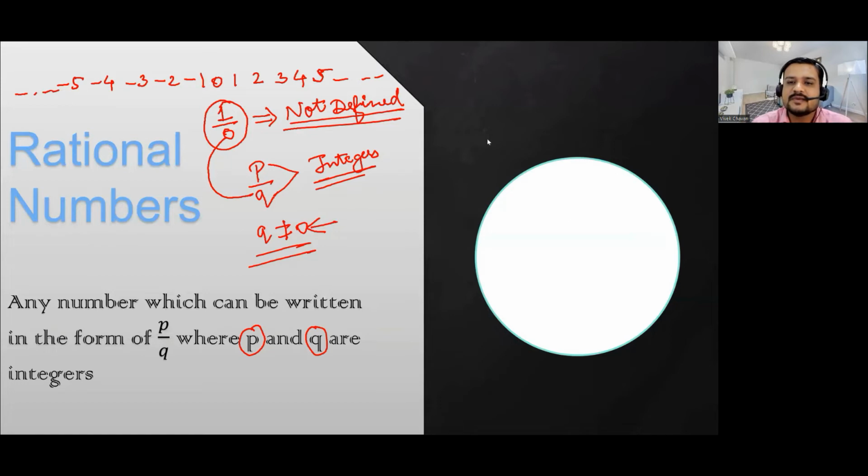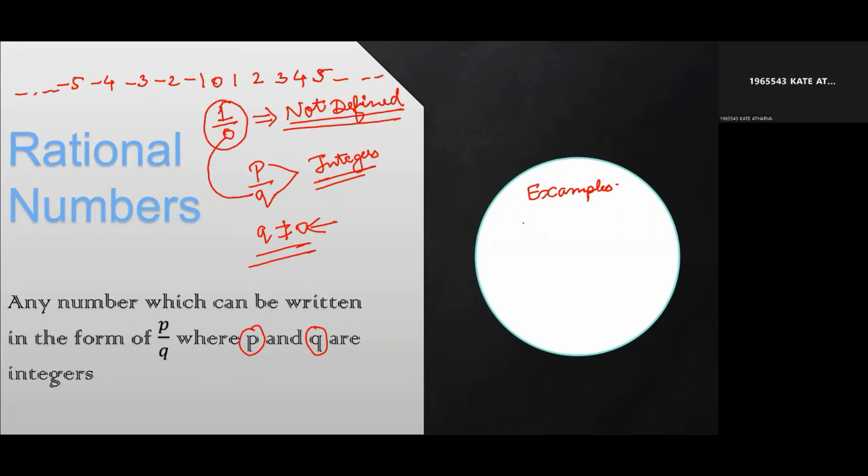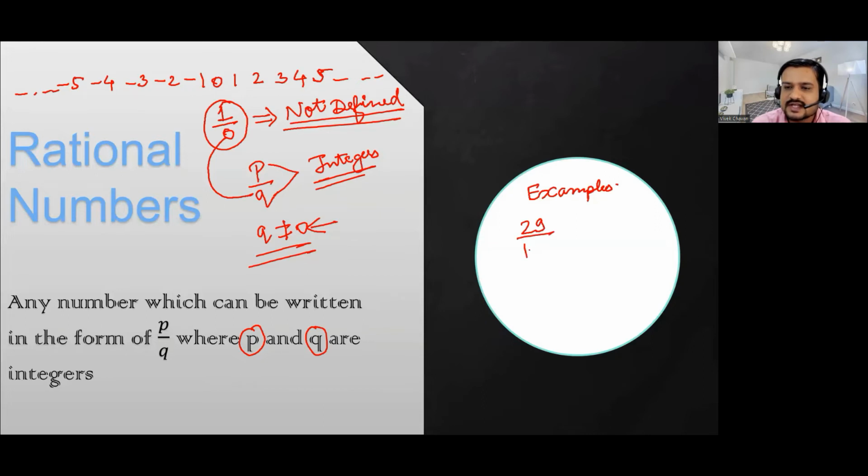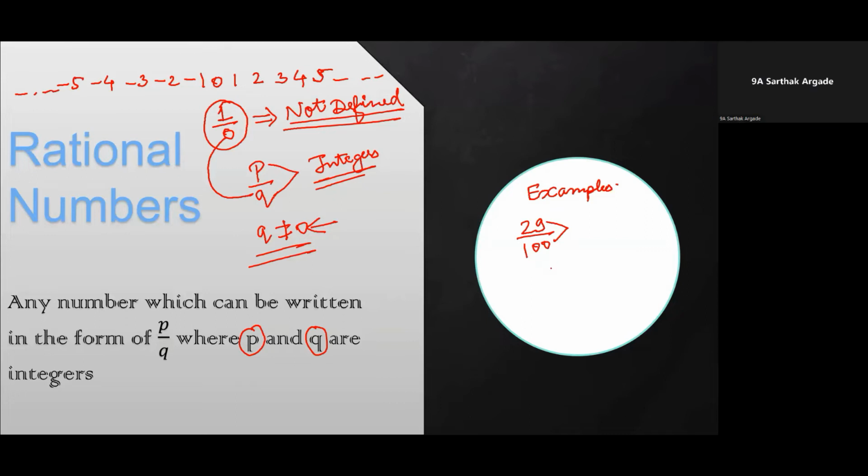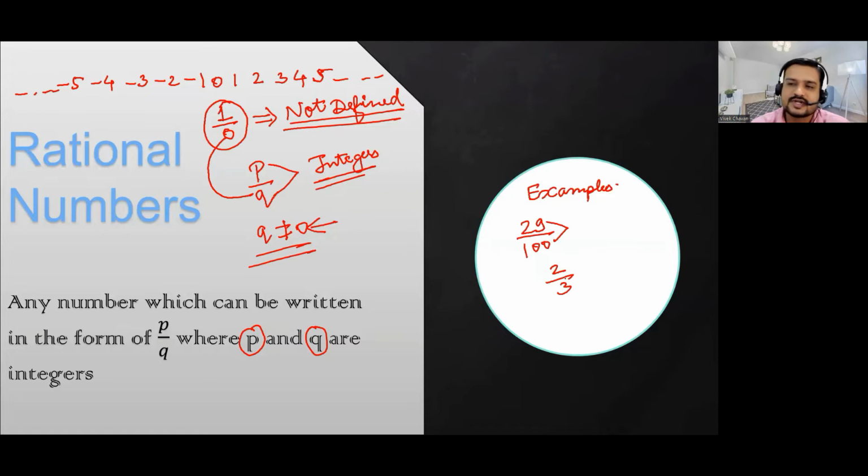Yes. Can you give me some examples of rational numbers? Yes, Athharva Kate. 29/100. Very good. This is an example of a rational number, because here both numerator and denominator are integer values. Okay. Yes, Sarthak. 2/3. This is also a rational number. Yes, Swaraj has given -4/9. This is also a rational number.